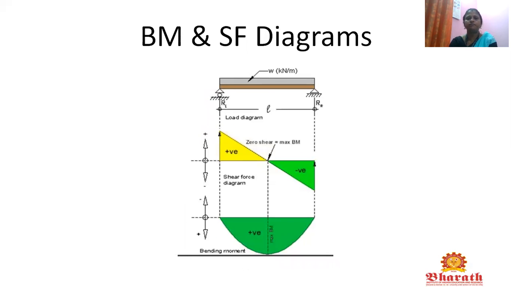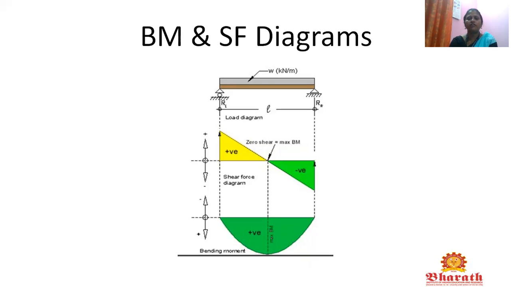Next we are going to see the bending moment and shear force diagram for a UDL of W acting on a member with a span of L. For this, the reactions RA and RB are shown in this picture.